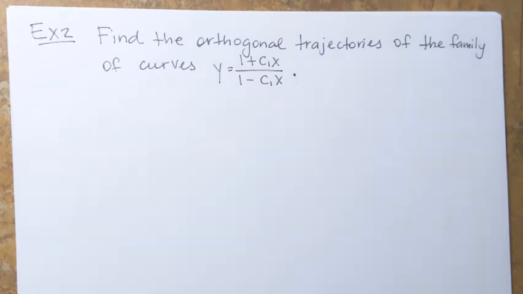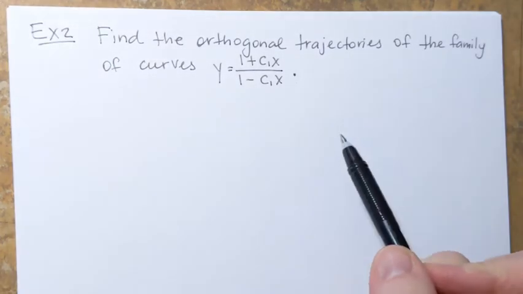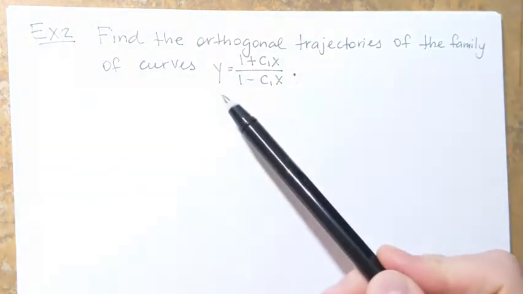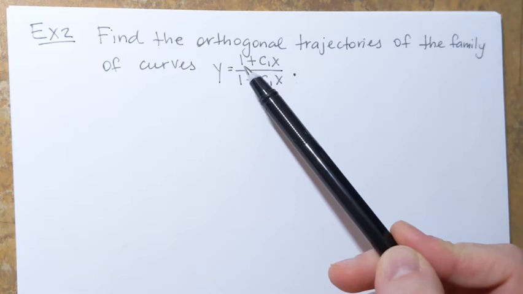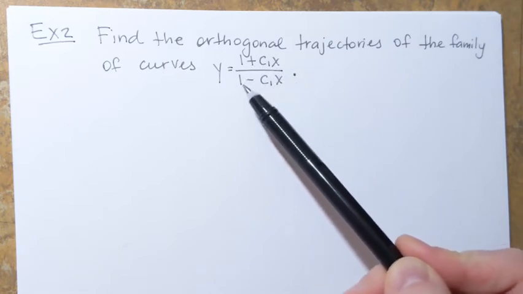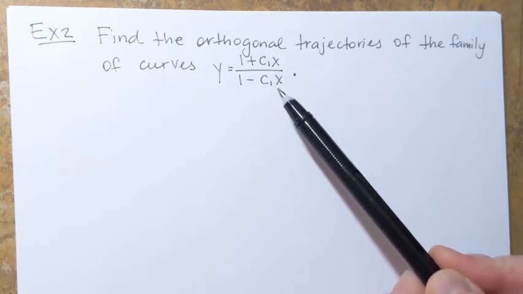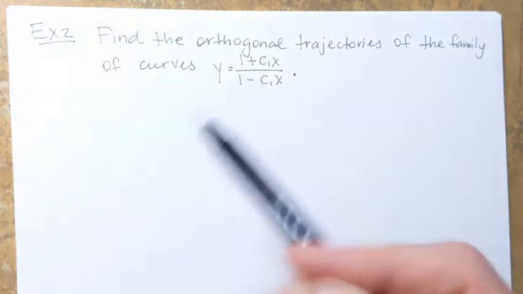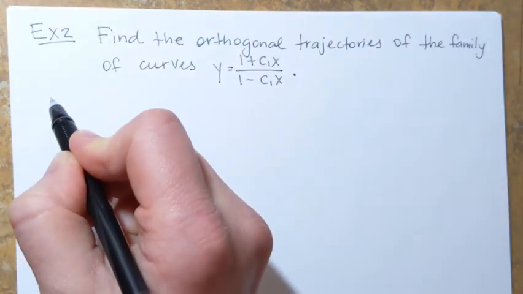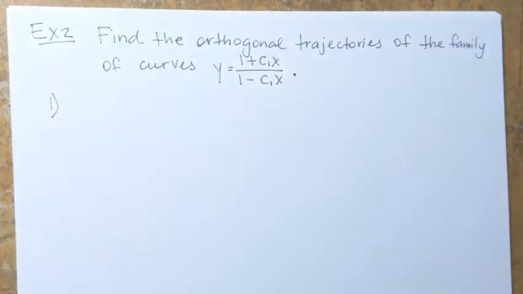We're going to do one more example where we need to find the orthogonal trajectories of the family of curves, and here's our family right now: y equals (1 plus c1x) over (1 minus c1x). For more details, watch the introduction video and example 1. But we'll just go ahead and do the steps here a little bit quicker.